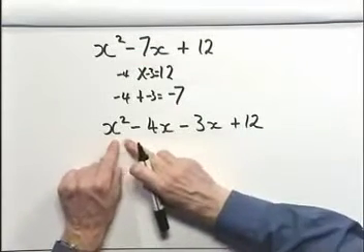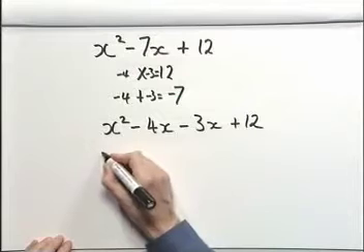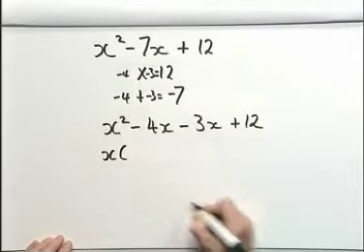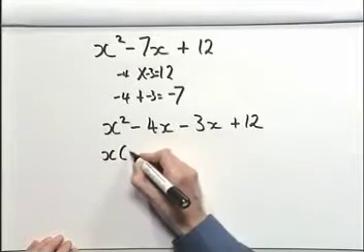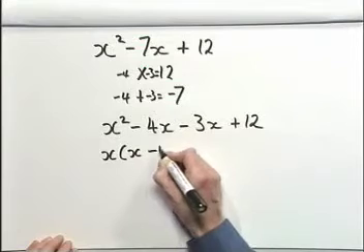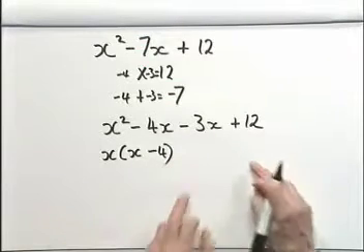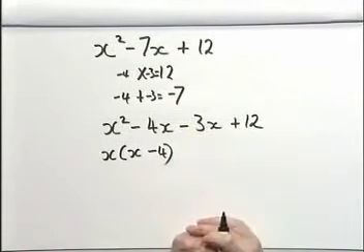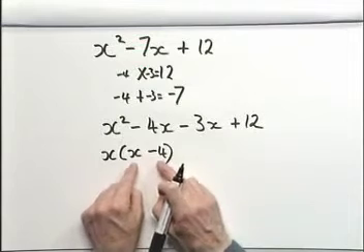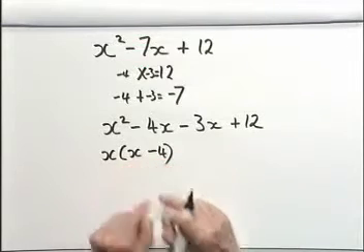So now we look at these two at the front, take out x as a common factor. That gives us x minus 4. And now we look at these two. Well, I want to make sure I get the same factor, x minus 4.